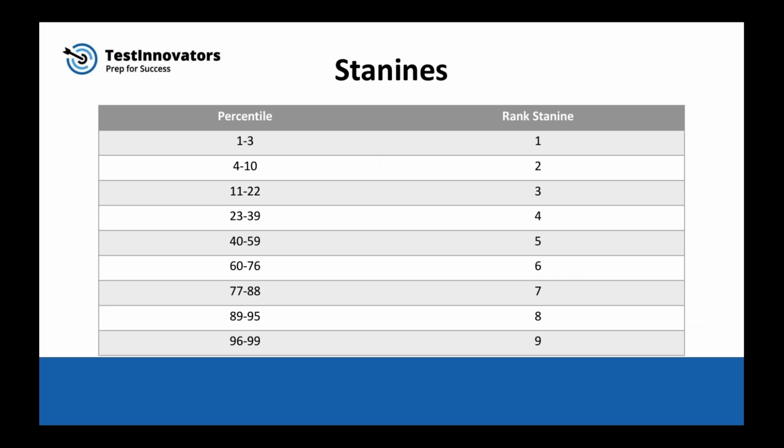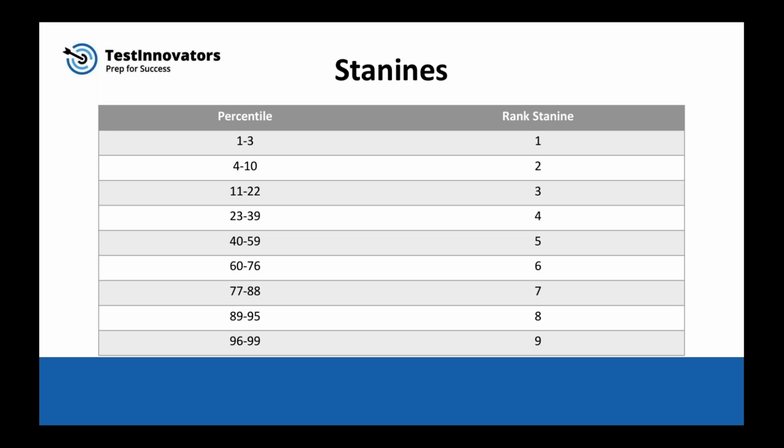So as you can see here, 1 through 3rd percentile is a Stanine rank of 1, 4 through 10 is a Stanine rank of 2, 11 through 22 is a Stanine rank of 3, and so on, up to that end where you have to have a 96 to 99th percentile to get a score of 9.